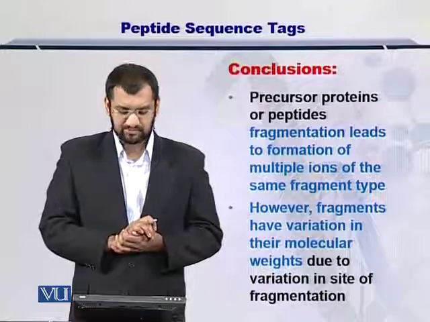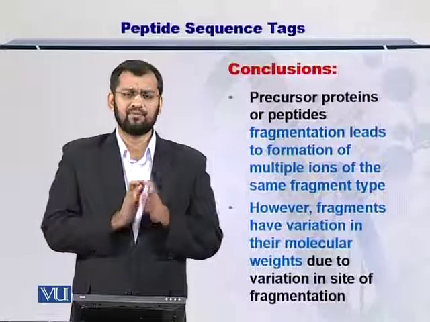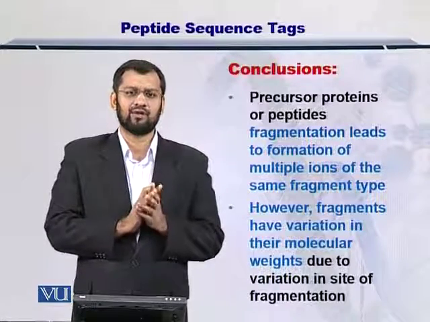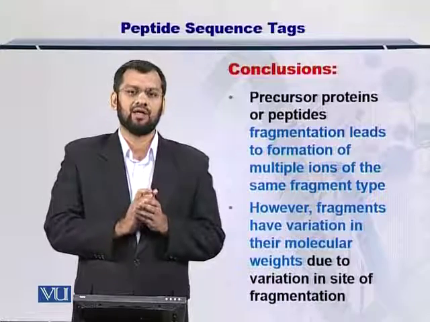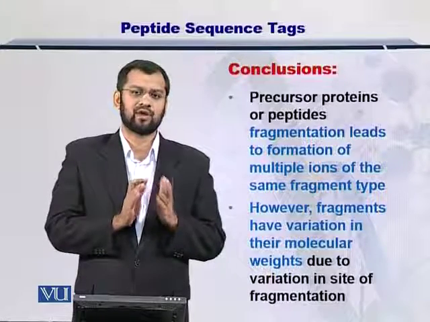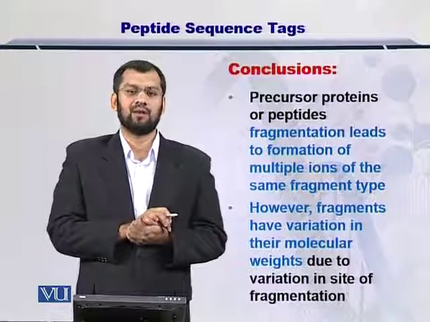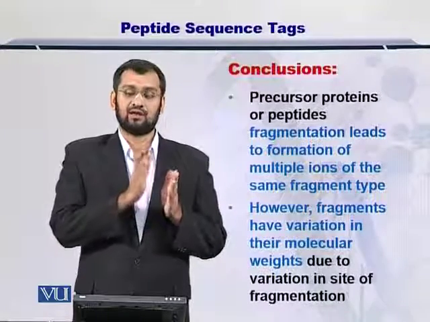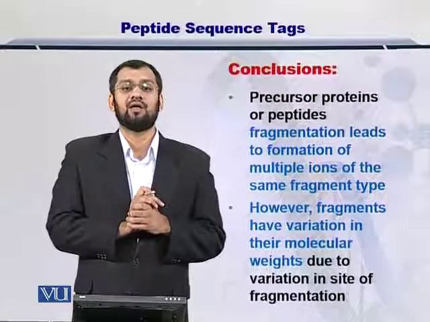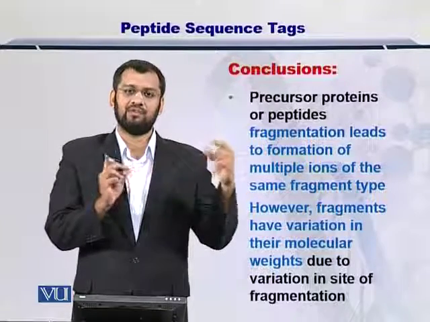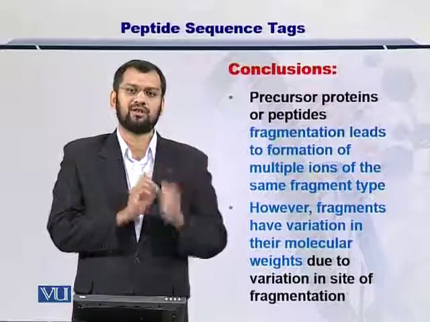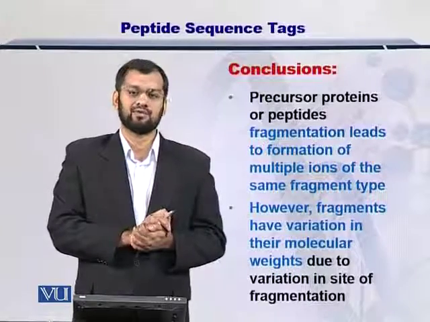So in conclusion, the fragments from MS2 can be measured for their molecular weights, and you can subtract the smaller peaks from the bigger peaks and arrive at the amino acids. And if there are consecutive amino acids that are reported, then you can make a chain and you can call that a peptide sequence tag.